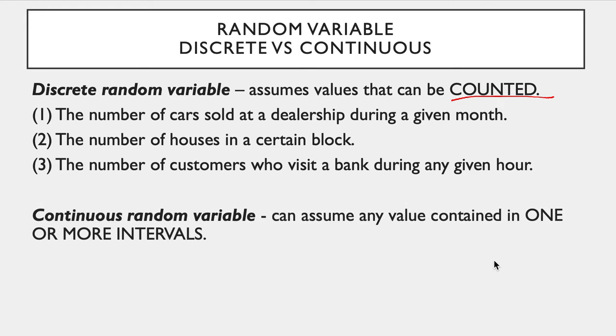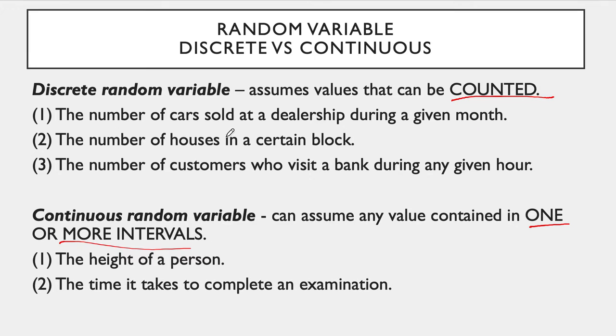On the other hand, a continuous random variable can assume any value contained in one or more intervals. We can think of the height of a person, the time it takes to complete an examination, the price of a house, the amount of milk in a carton, and the weight of a fish. Notice that in continuous random variables, there are intervals. We can see decimals there, and we have fractional parts.